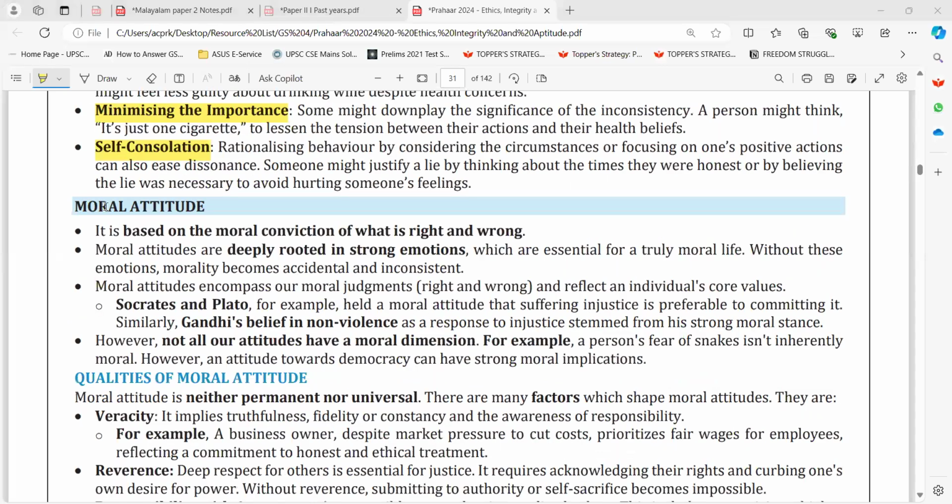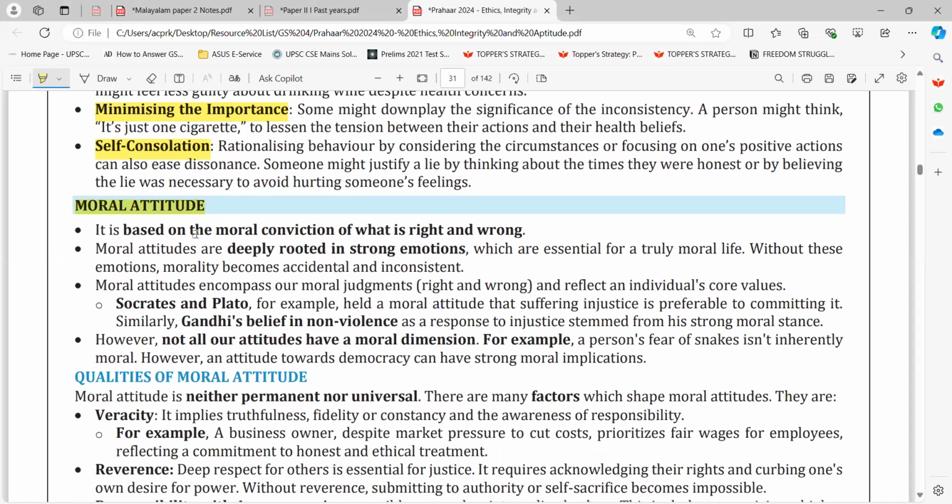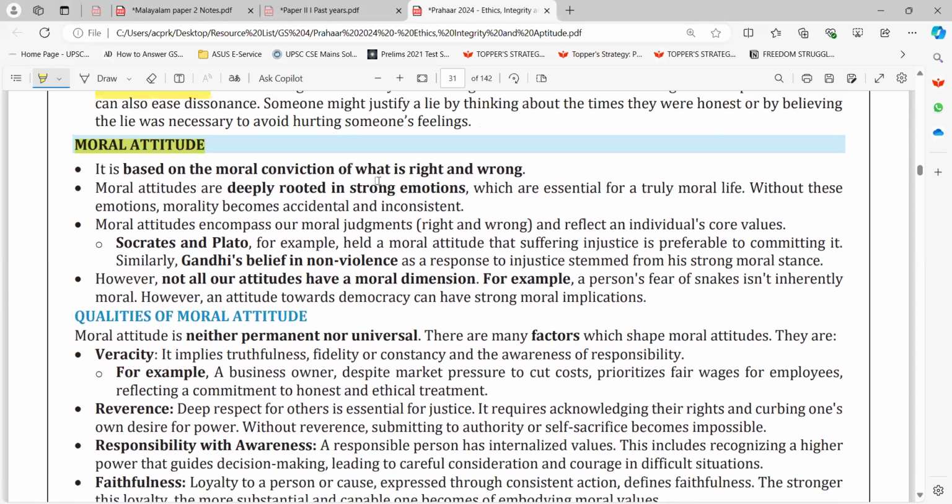Okay, next is moral attitude. It is based on the moral conviction of what is right and wrong. Moral attitudes are deeply rooted in strong emotions, which are essential for a truly moral life. Without these emotions, morality becomes accidental and inconsistent. Moral attitudes encompass our moral judgments, right and wrong, and reflect an individual's core values.